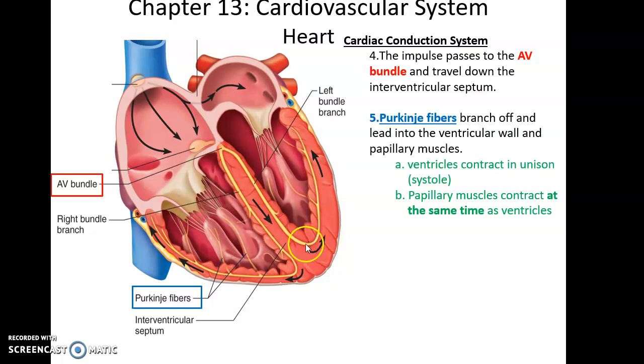And so this is when you get the contraction of the ventricles together at the same time, the ventricular systole, and also the contraction of the papillary muscles, which helps to make sure that the tricuspid and bicuspid valves are closed properly. Again, the muscle action potential travels through the atrioventricular bundles to the apex of the heart, and then into the Purkinje fibers that cause the ventricles and the papillary muscles to contract at the same time.